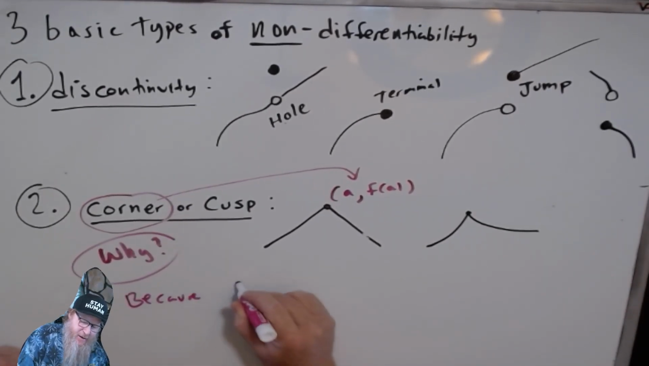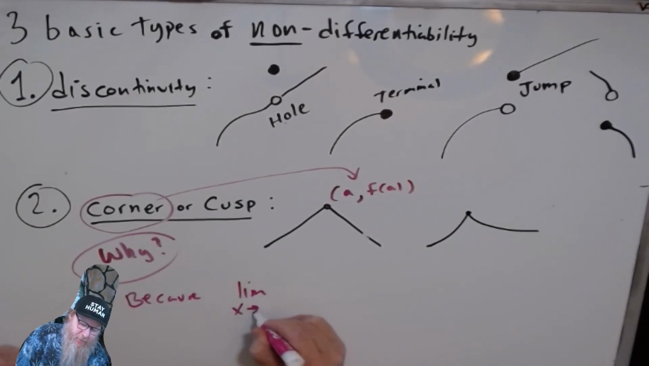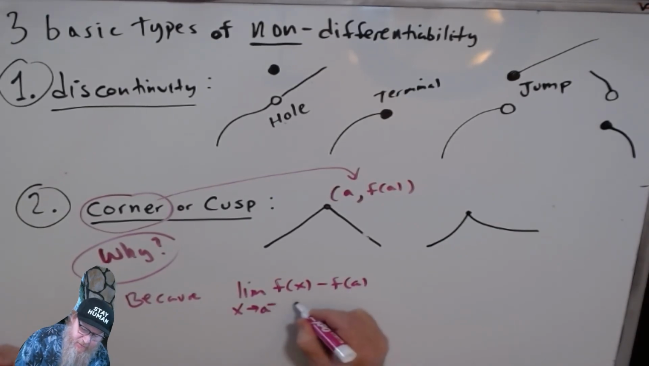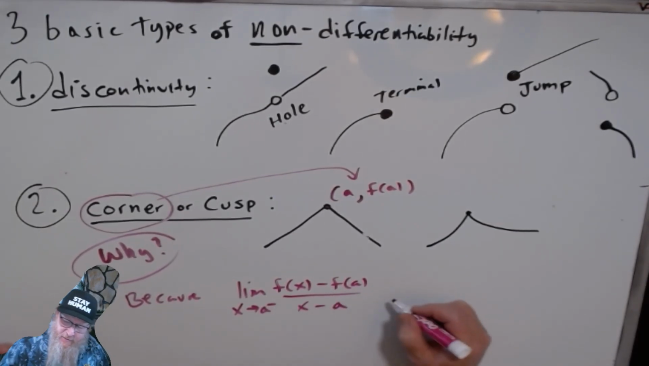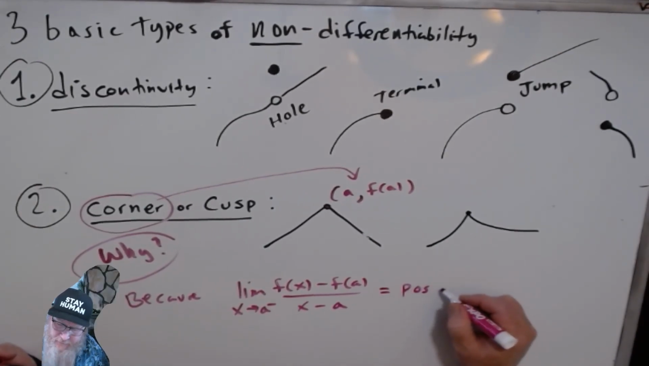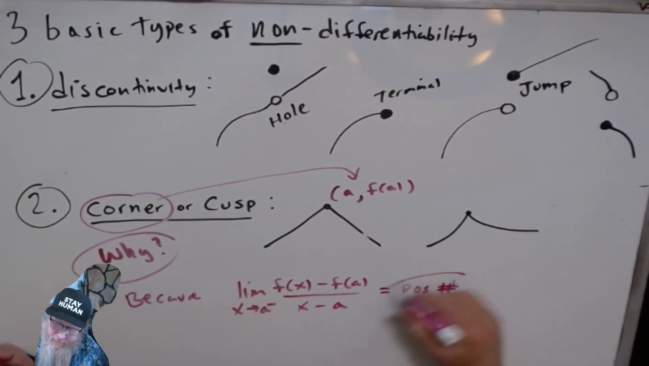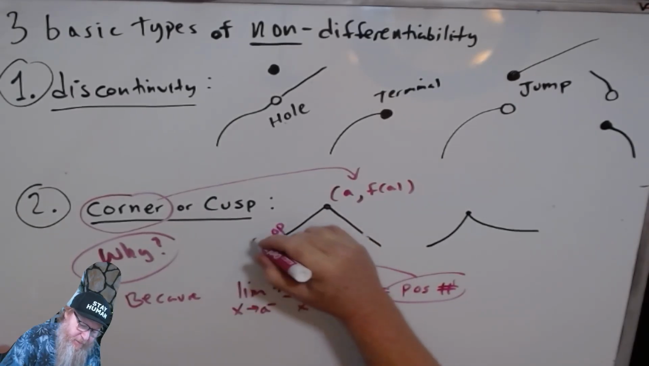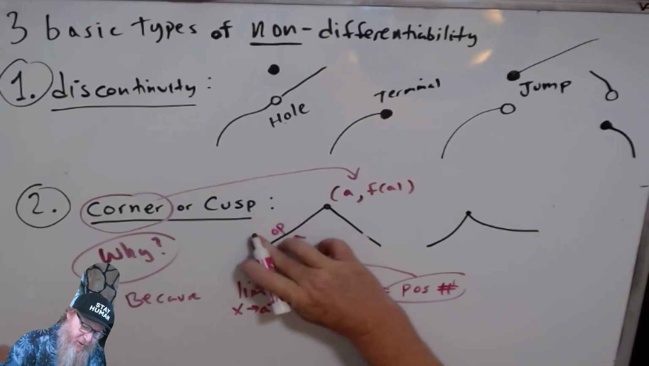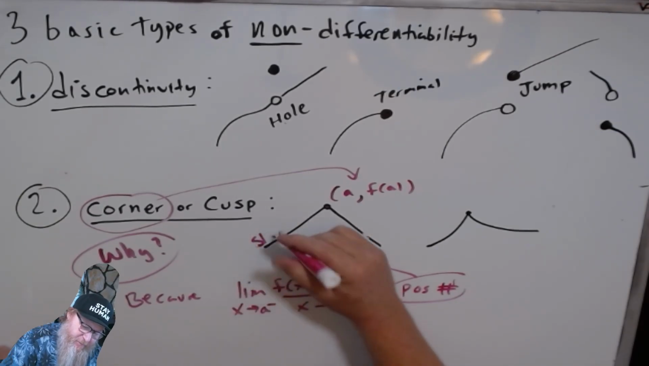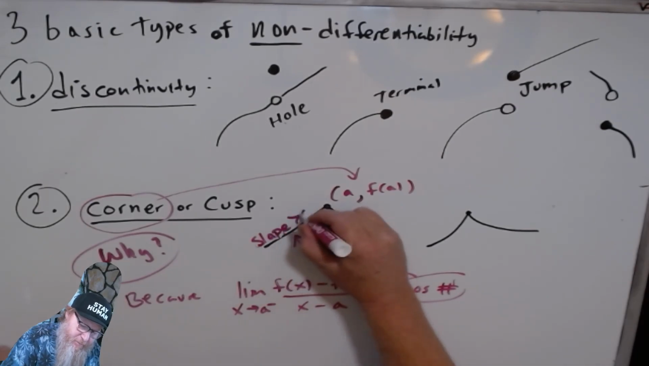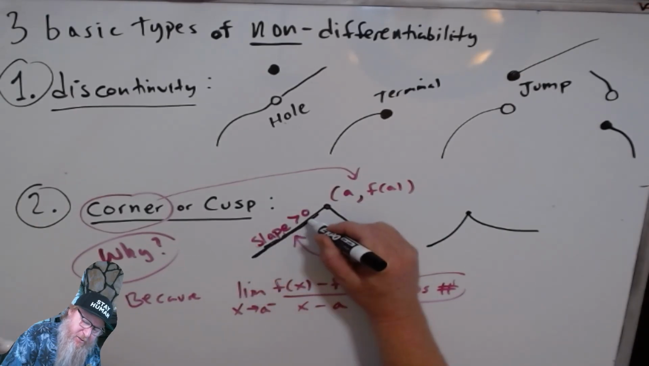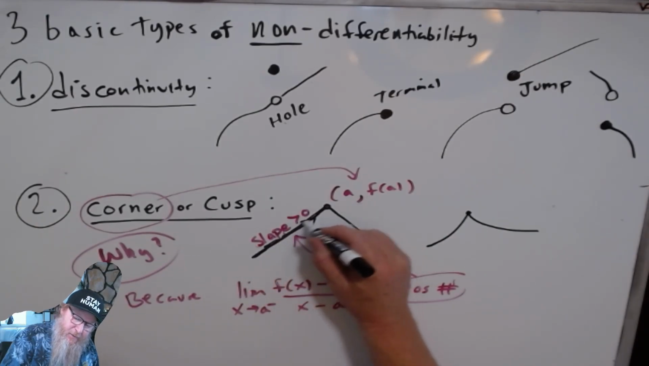Because if you take the limit as x approaches A from the left, you get a positive number. Remember, the derivative is just another way to say the slope of the tangent line. So on this side of the corner, the slope is positive. Yeah, it's going up.